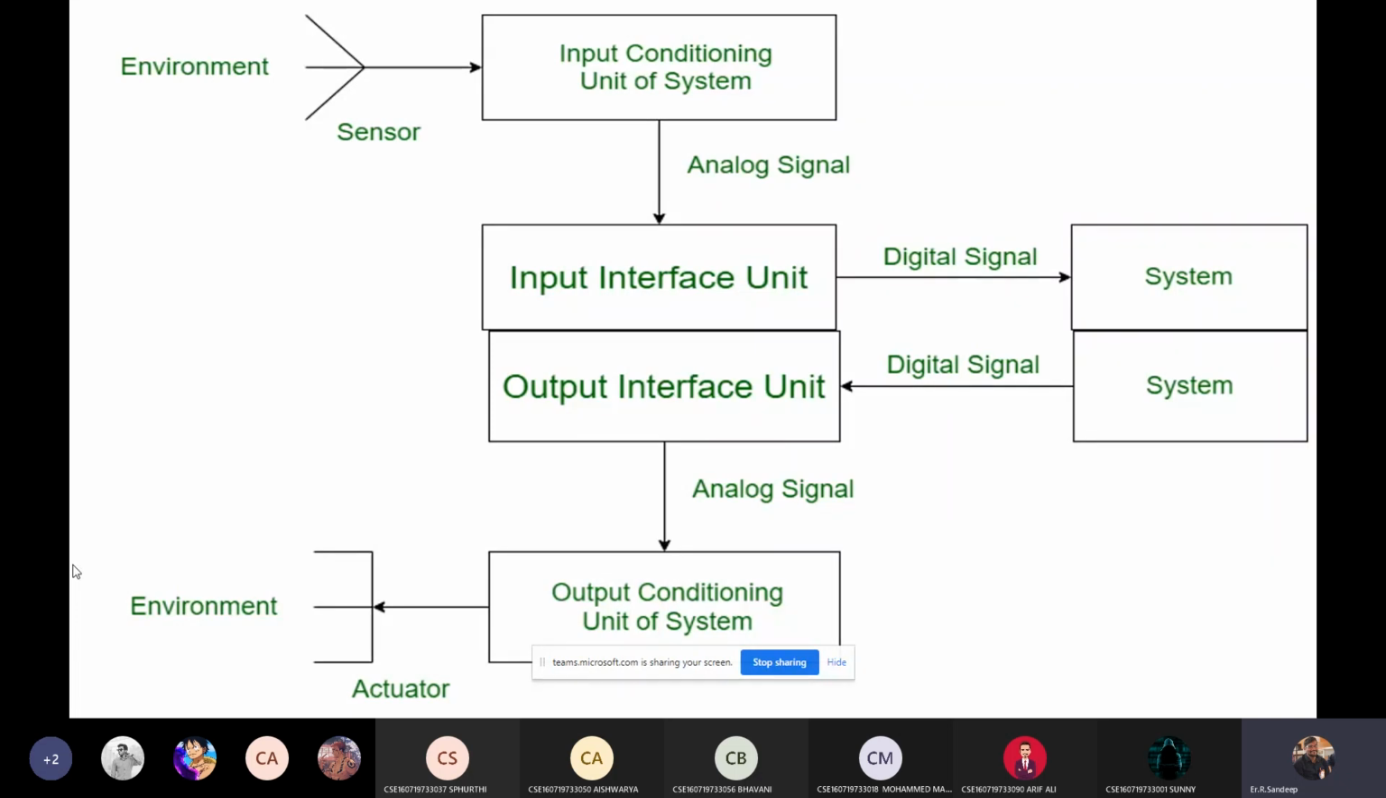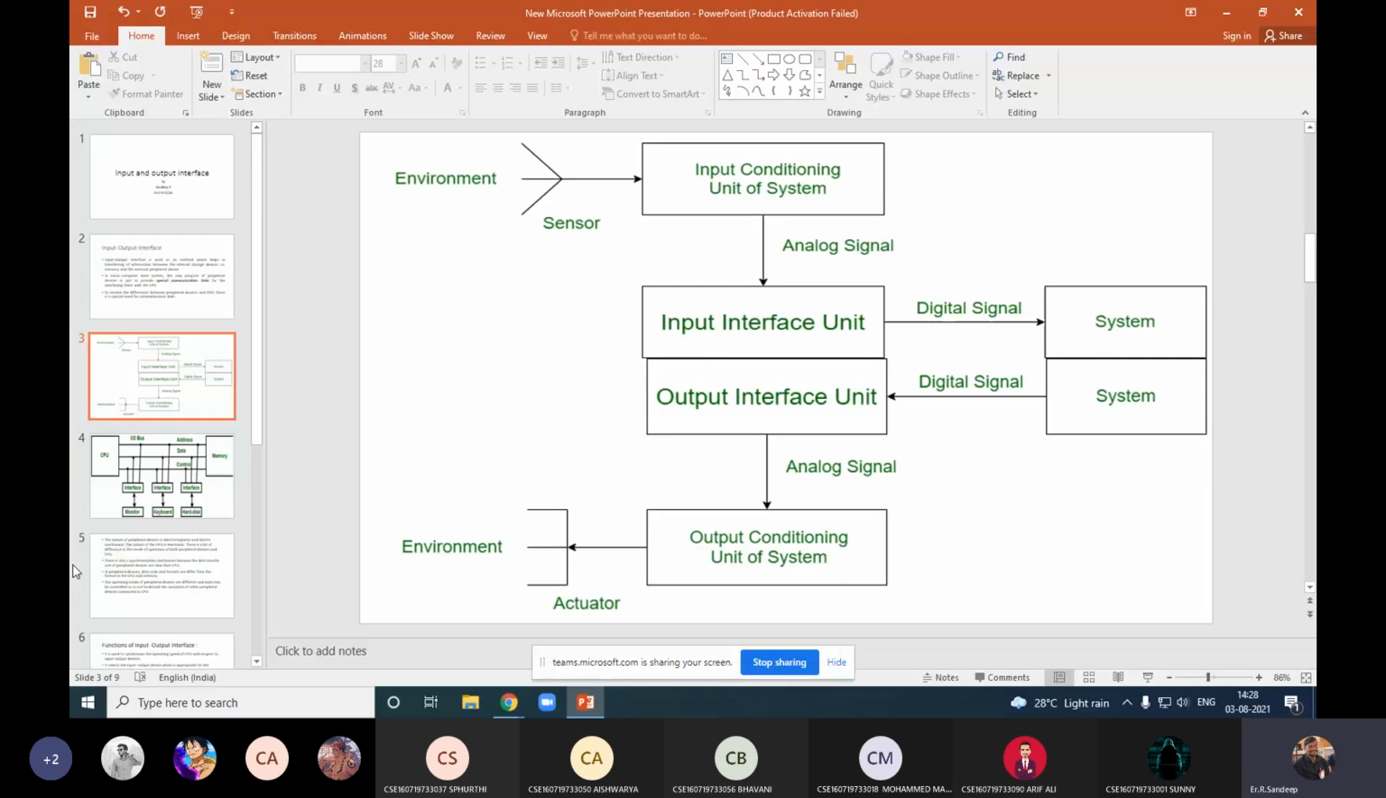And if you are directly giving this digital data to the sensor, that sensor will not understand. Why? Because the sensor will understand electromagnetic or electromechanical things. So that's the reason we should give only analog data to the sensor. So this is a conversion process. In this conversion process, mainly we are talking about the interfaces.